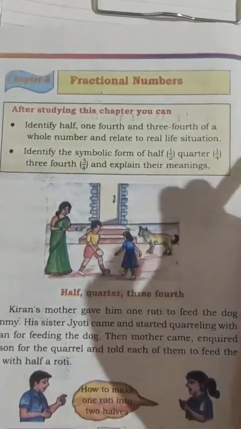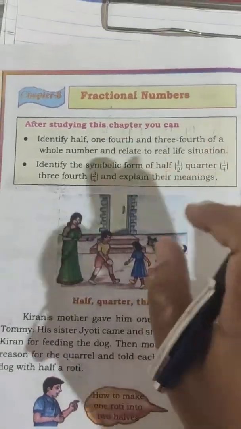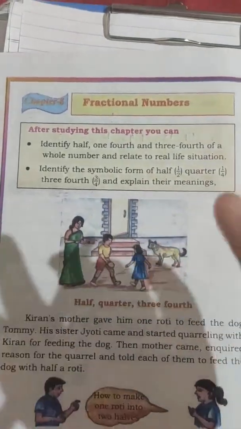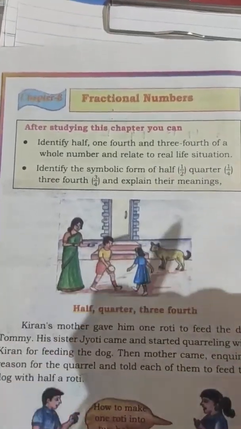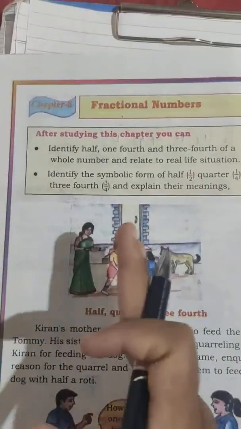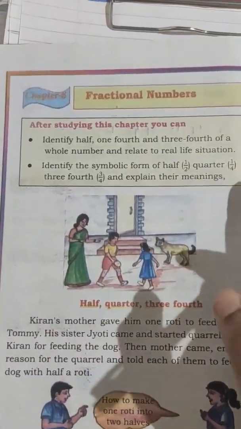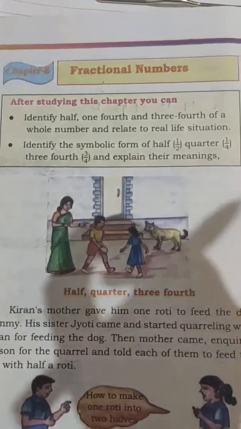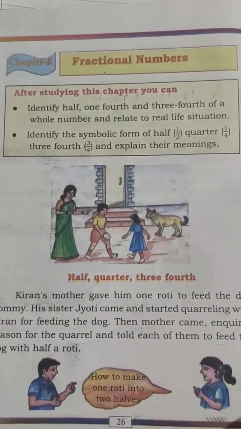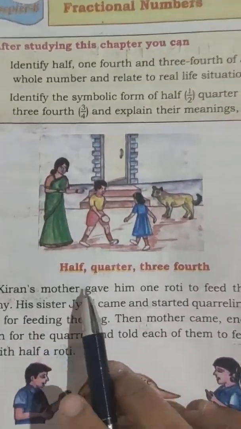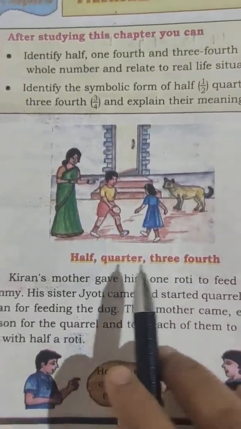So children, first let us know what you mean by fractional numbers. Fractional numbers are numbers that represent one or more parts of a unit that has been divided into equal parts. That is called fractional numbers. To understand fractional numbers in detail, let us take a few examples. We'll start with what is a half, what do you mean by a quarter, and 3/4. We'll start from the half.